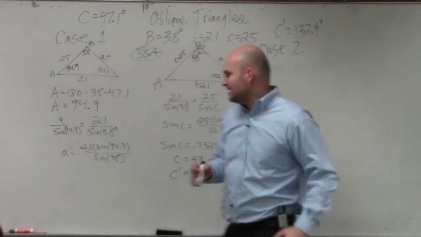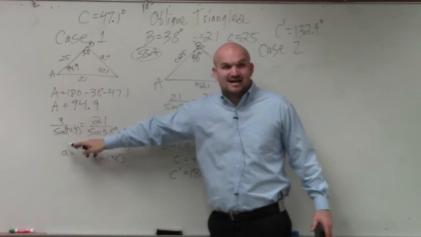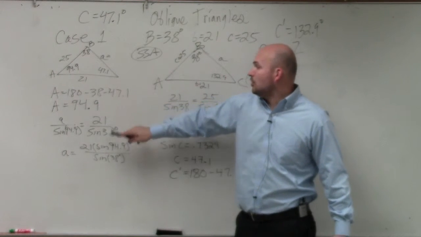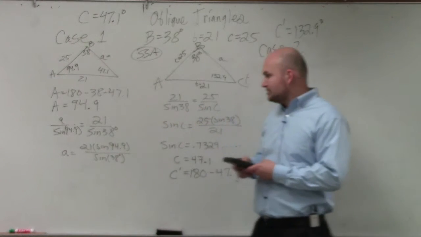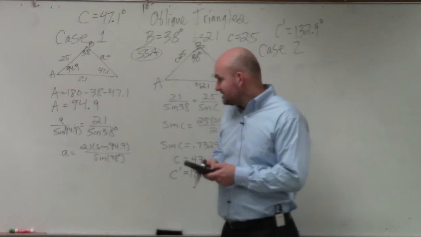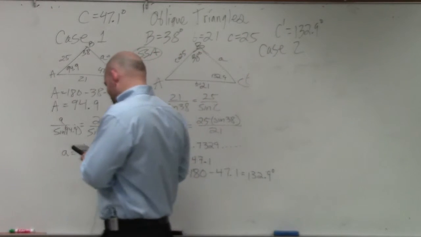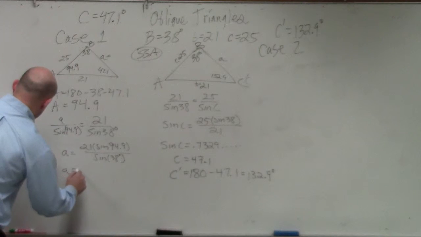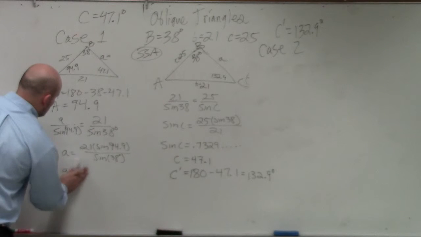Is everybody OK with how I got those values? Does everybody know where these values came from? This is a over sine of A. A, we figured out, was 94.9. Over b, which is 21, over sine of B. B was 38 degrees. So now you just do your calculator. Do 21 times the sine of 94.9, and then divide that by the sine of 38 degrees. And I get a equals 33.9, so that would be 34 when you round it.